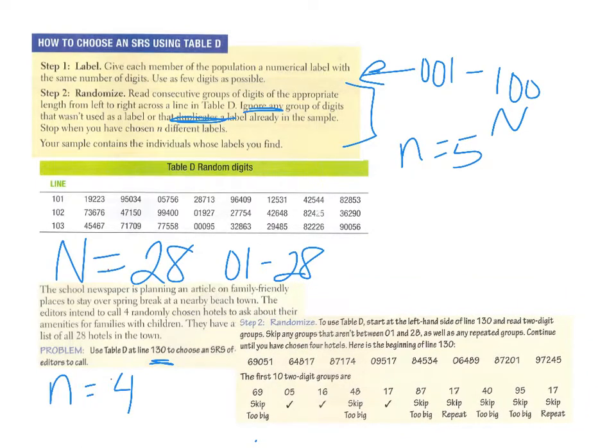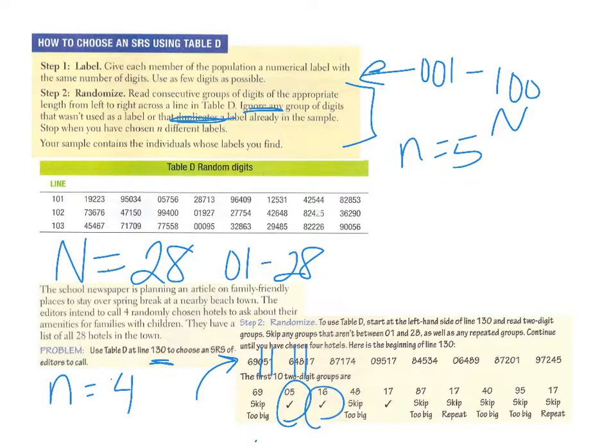Okay, so the randomizing part. We're starting at line 130. They gave us, this is line 130 right here. So in my clumps, I get 69. I get 05. Well, 05 fits. It's between 01 to 28. And then I get 16. So that fits our criteria.